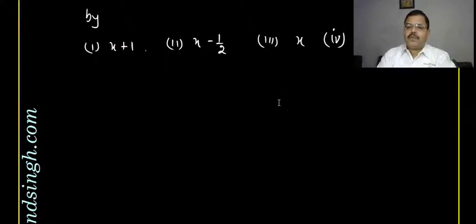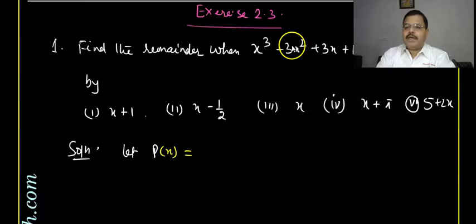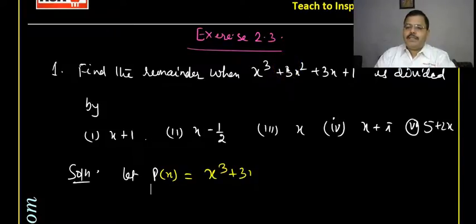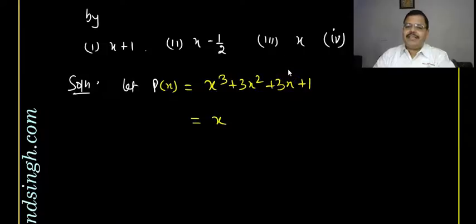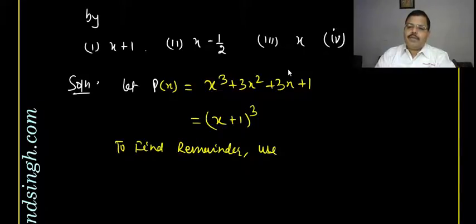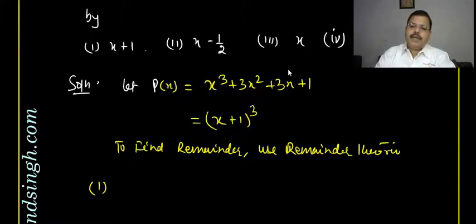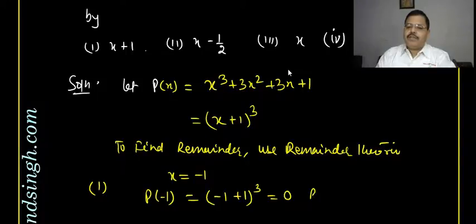So let p(x) be this polynomial, x cube plus 3x square plus 3x plus 1. Do you know what this is? It is nothing else but x plus 1 whole cube. You can write it also like this. To find the remainder, use the remainder theorem. In the first question, the remainder is given by x plus 1 equal to 0, that is x is equal to minus 1. So p(minus 1) is the remainder, and if you write here minus 1 plus 1 whole cube, that will be 0. So the remainder is 0, answer, right?